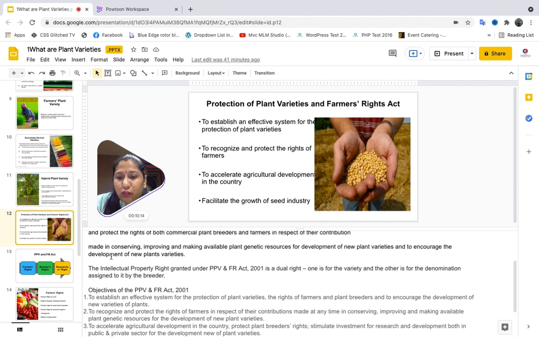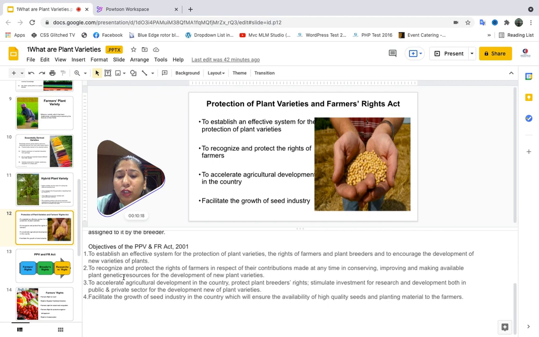Now, there are certain objectives of the PPV and FR Act. We'll study about those. The first objective is to establish an effective system for the protection of plant varieties. The Act was put forward so that plant varieties and rights of farmers, along with breeders' rights, could be protected, for encouraging the development of new plant varieties.